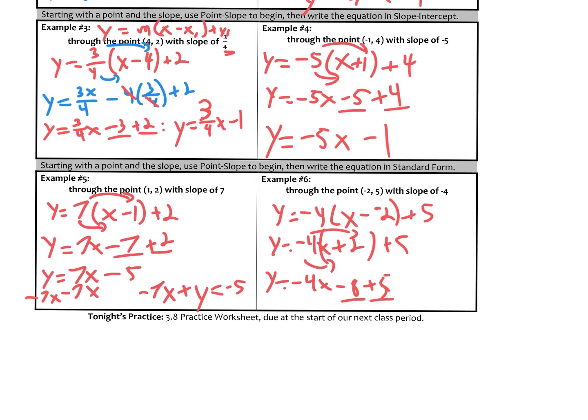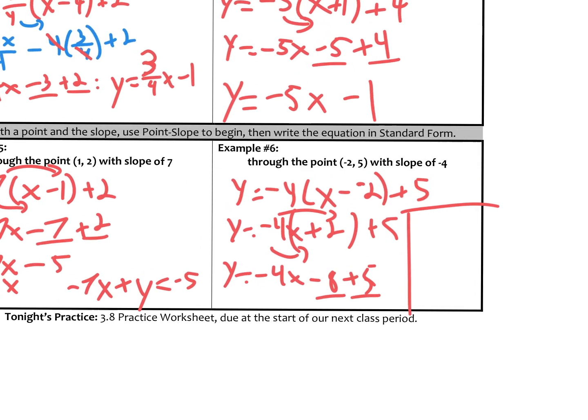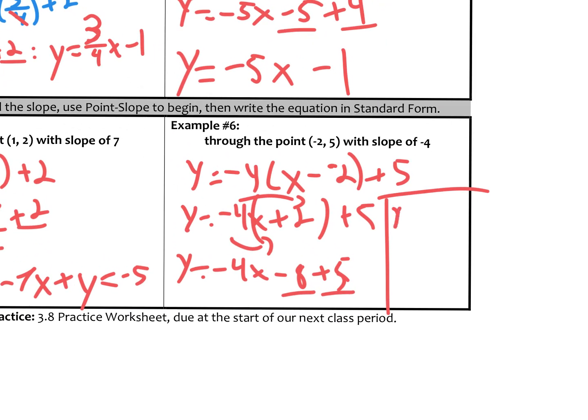Combining that, I'm running out of room, so I can write smaller. That's y equals negative 8x minus 3. So now I'm going to add 8x to move it to the other side, and that's standard form: 8x plus y equals negative 3. This is something that we will totally review when I return.